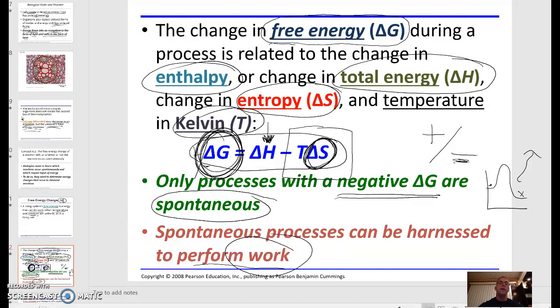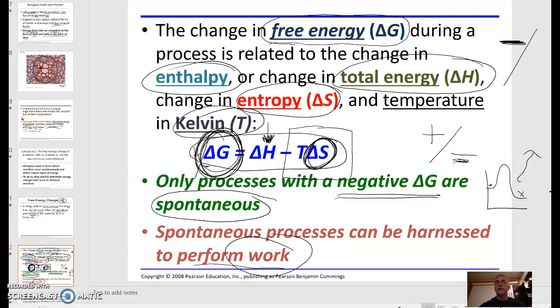Okay, and the other thing is you could take a look at a combination of those two things. As long as the process, when summed together, and obviously you look at each of these different variables, comes out as a negative value, you have something that's going to be spontaneous, and something that's going to be able to release work or release energy that can be harnessed to do work. Okay, that's the most important thing that we want to look at.